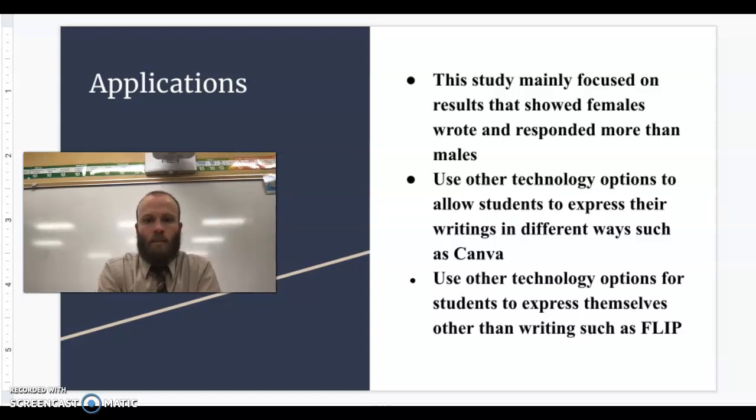Also, another tech option for students to express themselves would be Flip. So again, bringing that verbal piece into it, allowing students to verbalize their responses and thoughts rather than writing them down.